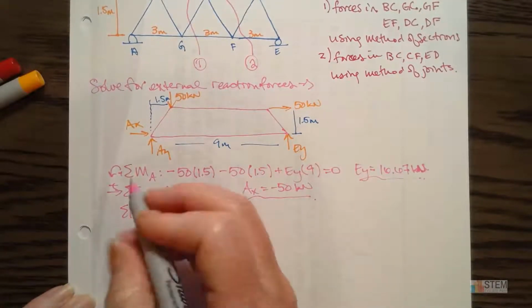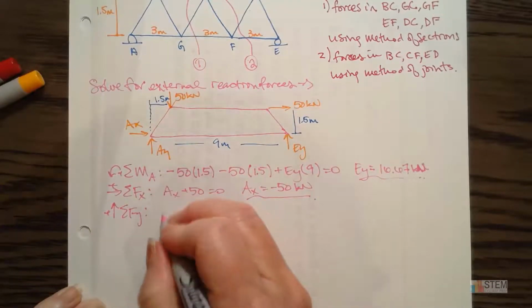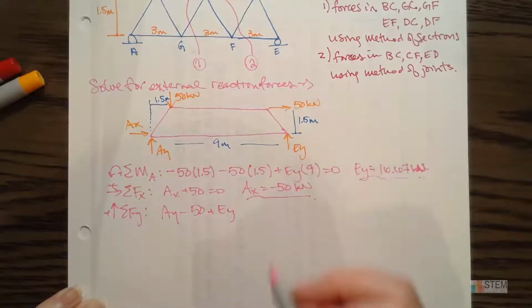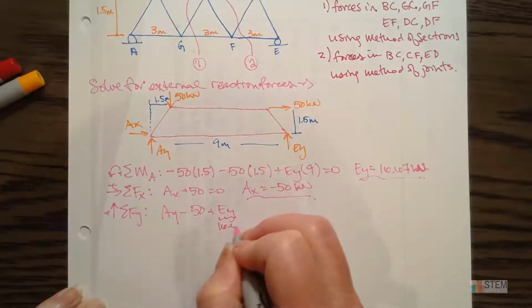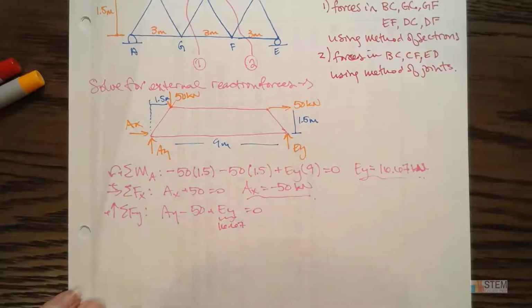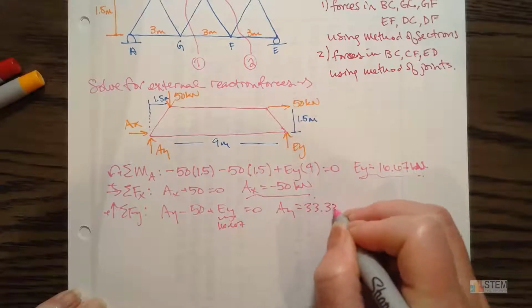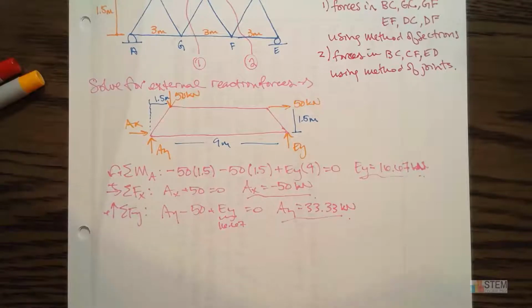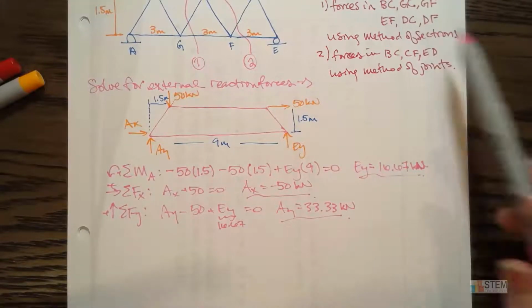All right, and then Fy. Okay, so we got Ay minus 50, and then plus Ey. Now we already found Ey, so let's plug in the 16.67 and set that to 0. So Ay, once we solve, we get 33.33 kilonewtons. Okay, so now we've got our external reactions, so that's perfect. Now we can go ahead and start doing part 1, where we do method of sections.